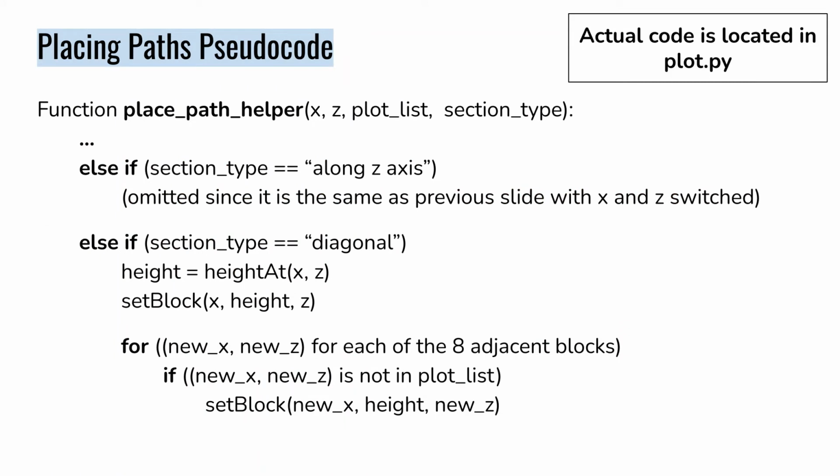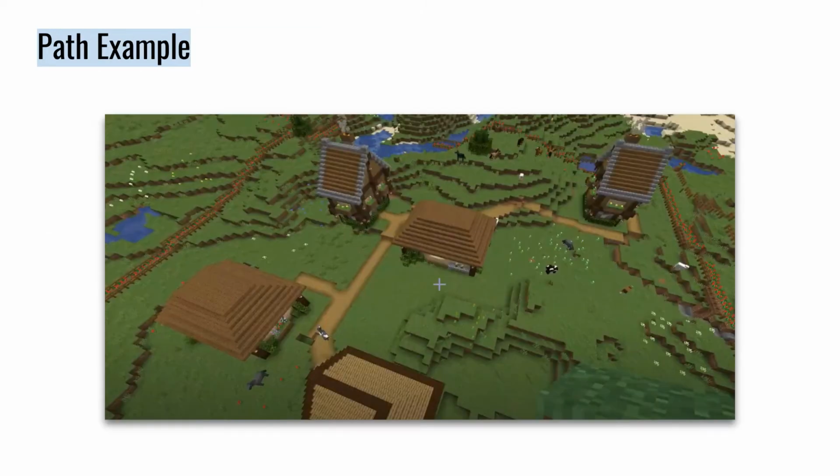For sections along the z-axis, it is the same except with x and z switched. Then for diagonal sections, we simply place the adjacent blocks in any of the 8 directions that aren't in any plots. Lastly, we have an example of how our paths are placed between houses.